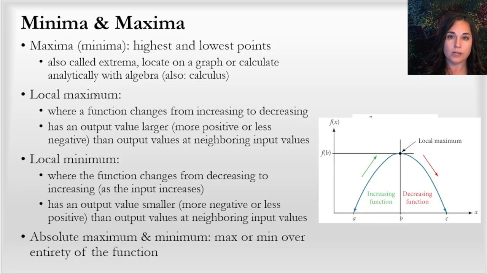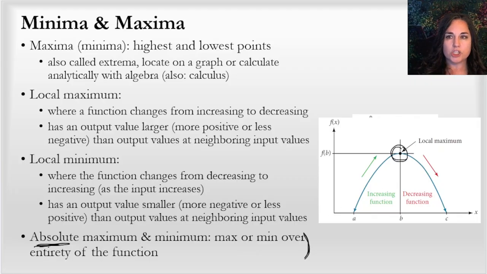The local maximum or the local minimum is within a region. It has an output value smaller than the output values in neighboring ones. So when I looked at the graph before, there were two minimums. One was a local minimum and one was an absolute minimum. So absolute is the max or min over the entirety of a function.